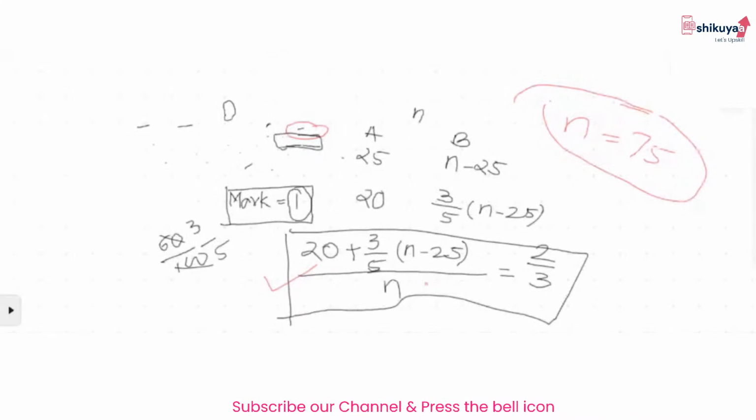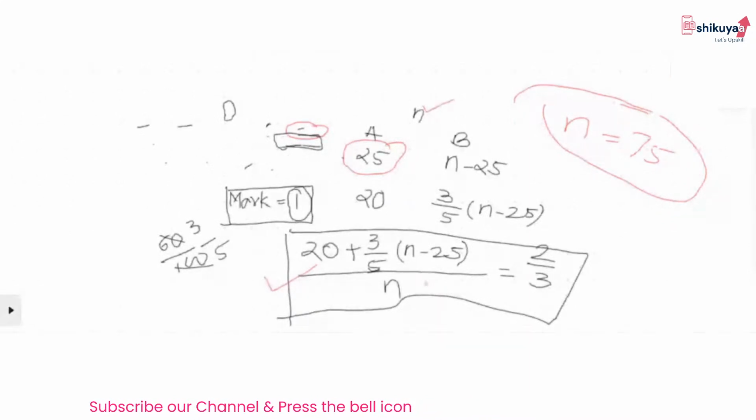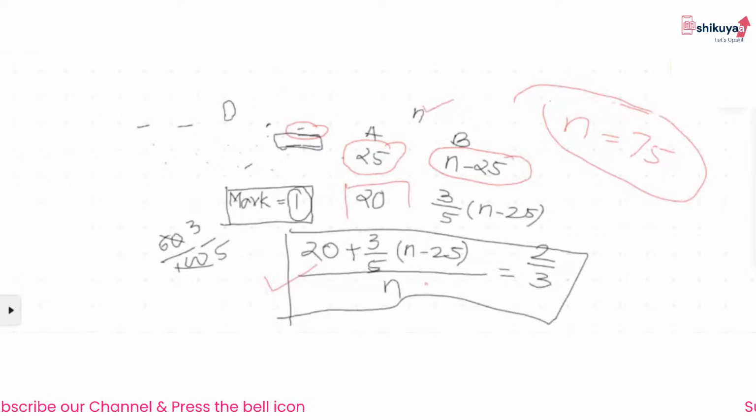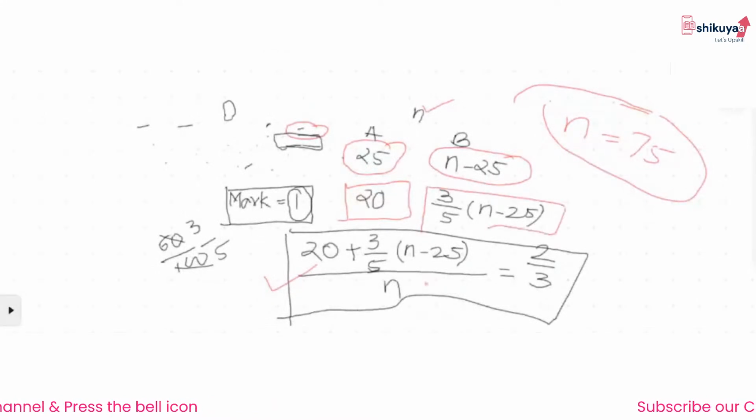Just to repeat, this is the total number of questions in the first section. As the total number of questions given in the test is n, the rest of the questions are going to be n minus 25. So correct questions are 20, and he has solved 60% correctly in this other section. 60% is 3 by 5 of n minus 25. So add these two, divided by n, which is the total value, which is equal to 2 by 3.